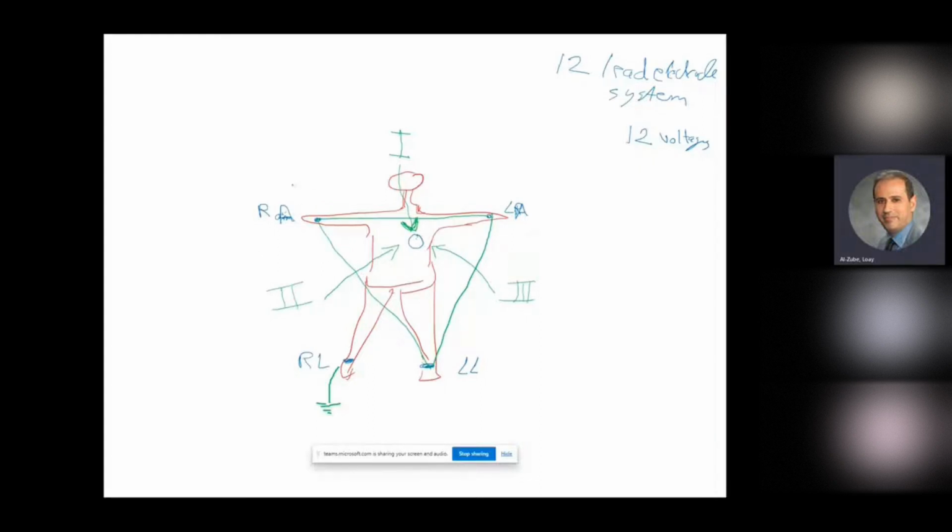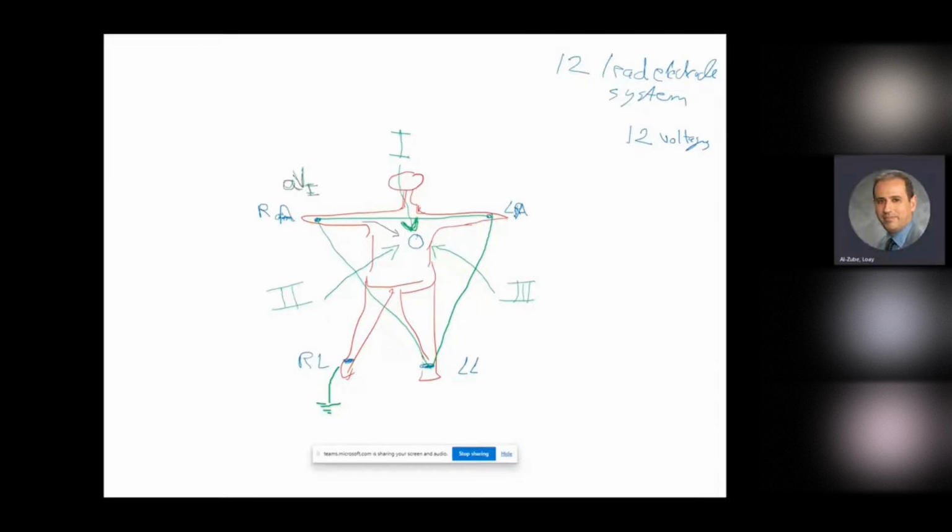So here we have also something called AVR, which means it's the augmented voltage from the right arm. This location is far away from the heart. That's why I need to do some processing and magnification with an operational amplifier. That's what I call augmented voltage. And this is actually looking at the heart from below the arm, from this location. That's called AVR, right?